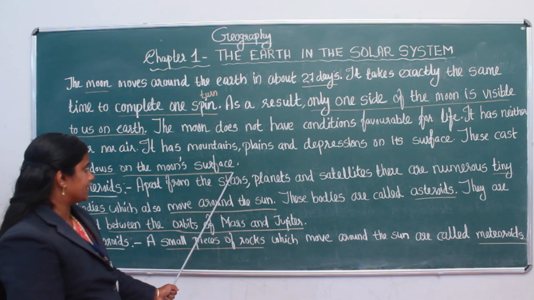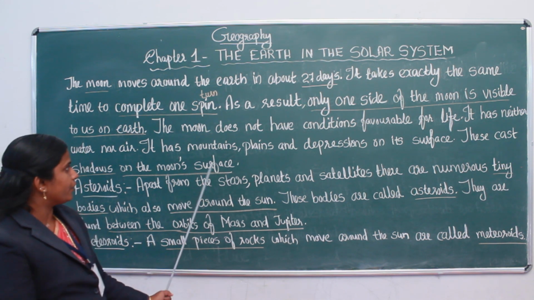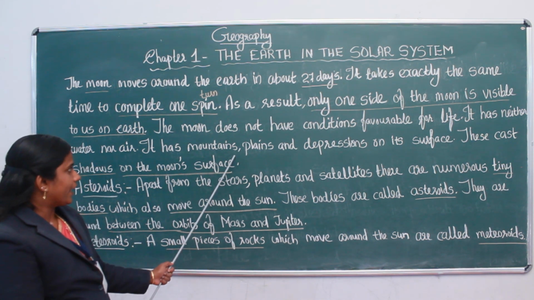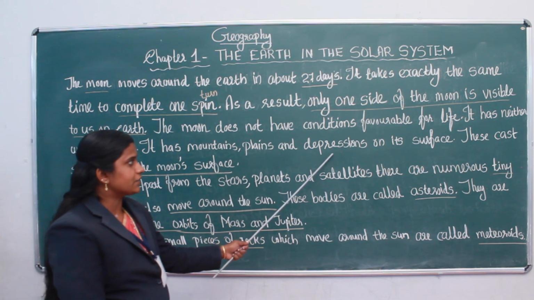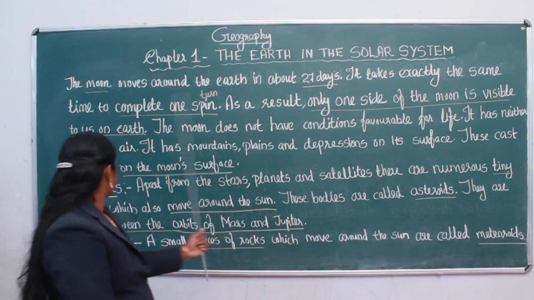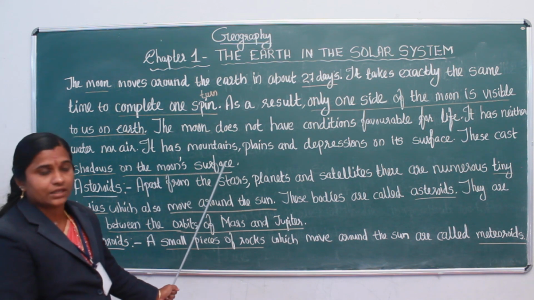Why are there shadows on the moon? It has mountains, plains and depressions on its surface. These cast shadows on the moon's surface.